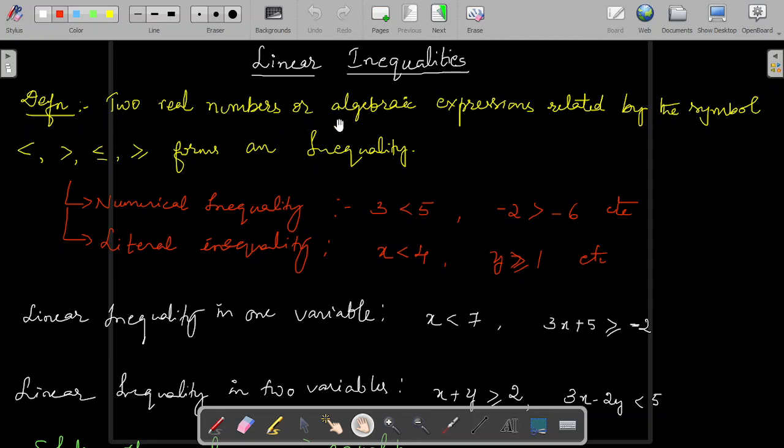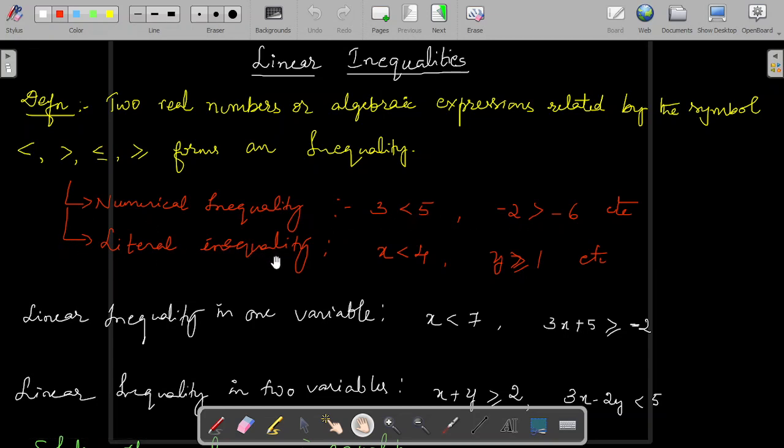Two real numbers or two algebraic expressions related by the symbol less than, greater than, less than or equal to, greater than or equal to forms an inequality. For example, 3 < 5, -2 > -6. These are called numerical inequalities because we involve only numbers.